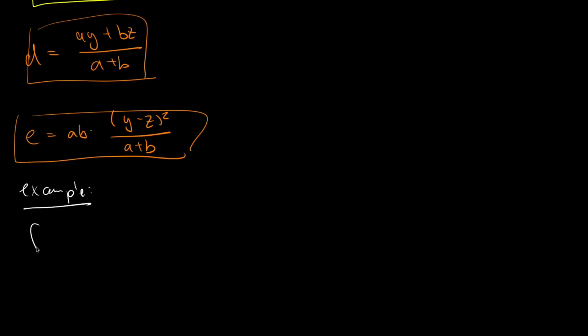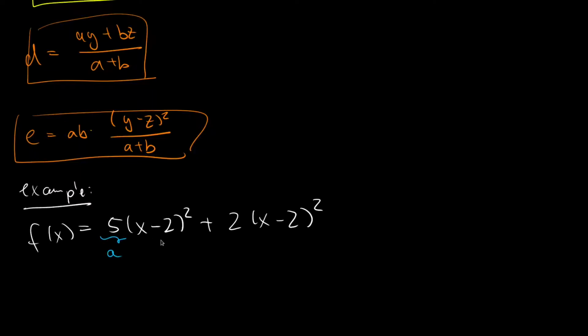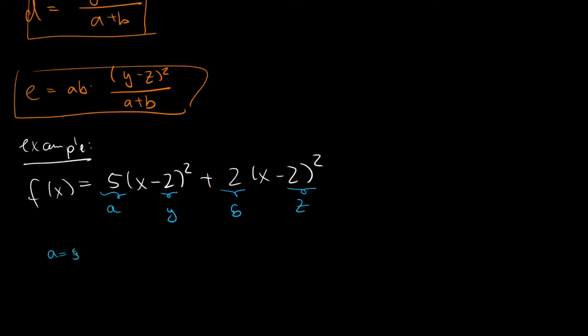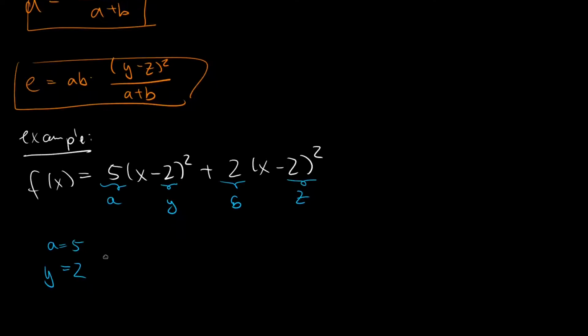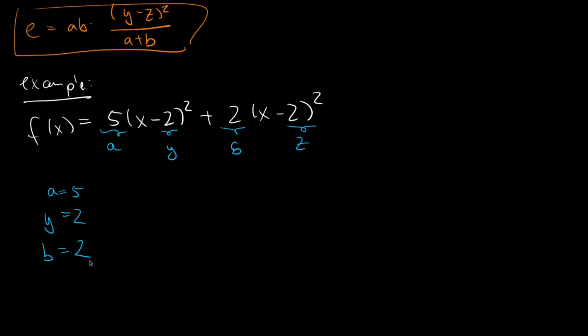We are looking at the following function that is given as 5 times (x minus 2) squared plus 2 times (x minus 2) squared, and then let's identify the coefficients here. So we have an a of 5, we have a y of 2, we have a b of 2, and we have a z of 2. So let's note this down: a is 5, y is 2, b is 2, and z is also 2.